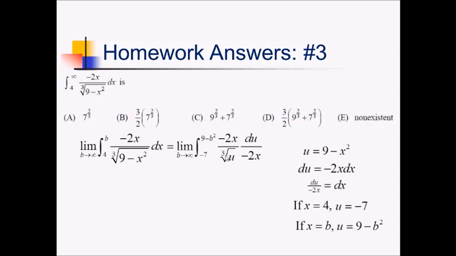And I'm going to rewrite my u with an exponent of negative 1/3. And now it's time to actually take the antiderivative of u. So that bumps up to a power of 2/3. Multiplying by the reciprocal of 3/2, we have 3/2 u to the 2/3, still evaluated from negative 7 to 9 minus b squared as b approaches infinity.